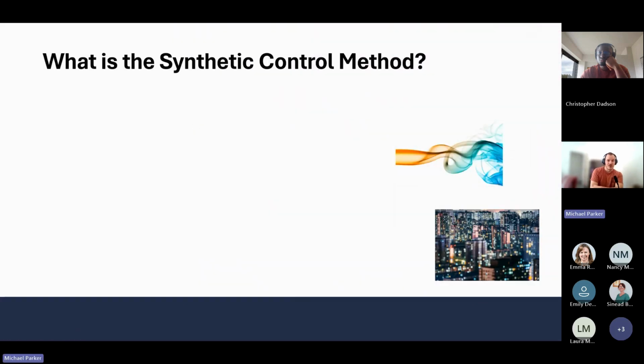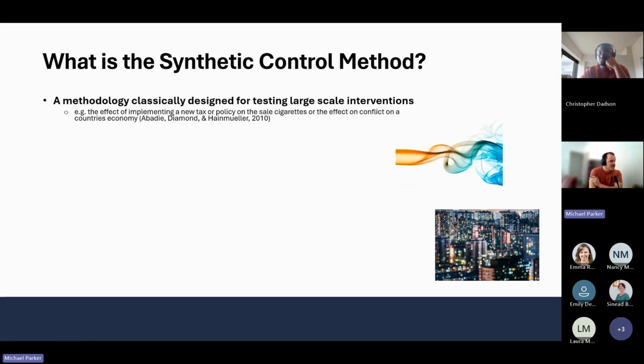So we'll go back to the beginning. What is the synthetic control method? It's a methodology classically designed for testing large-scale interventions. The example I gave there was an intervention, something like a cigarette tax or a cigarette ban or something that is going to reduce the sale of cigarettes. But it's not limited to things like that.